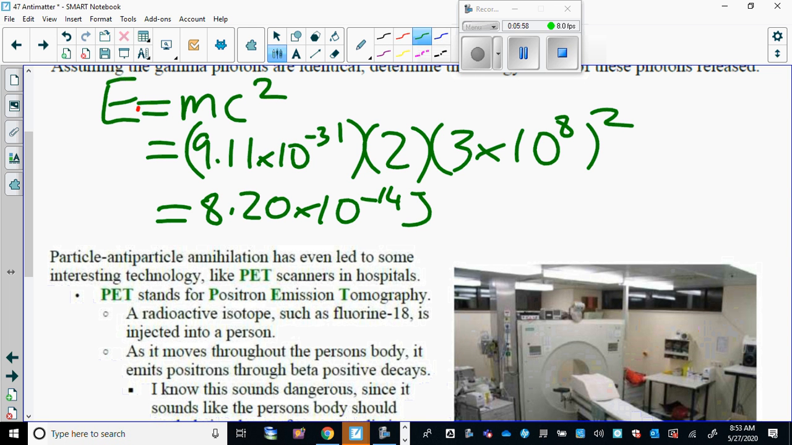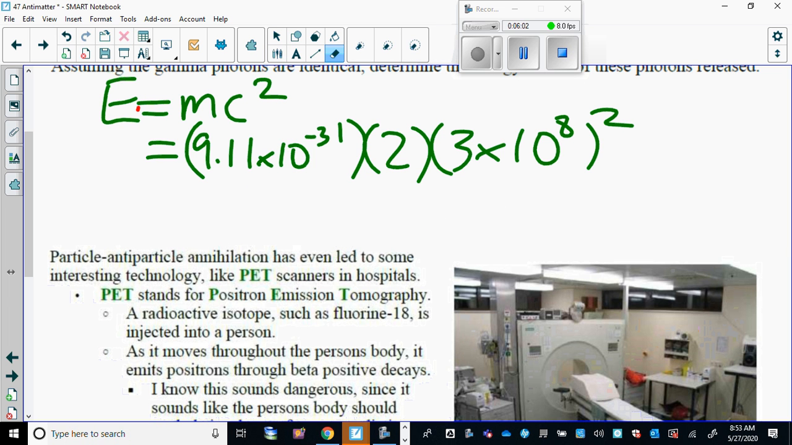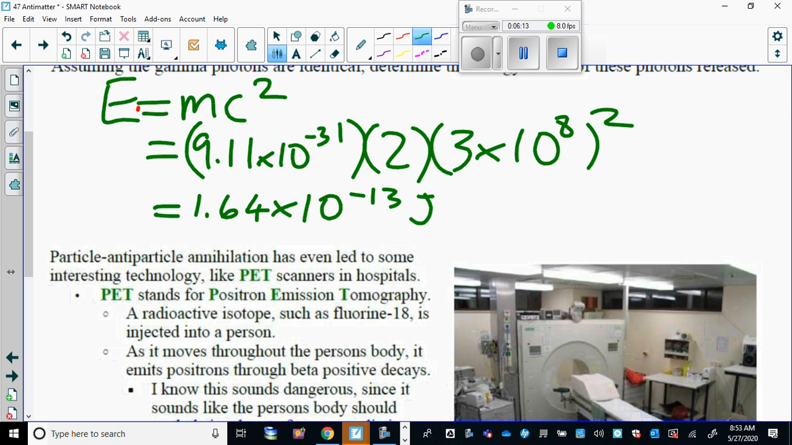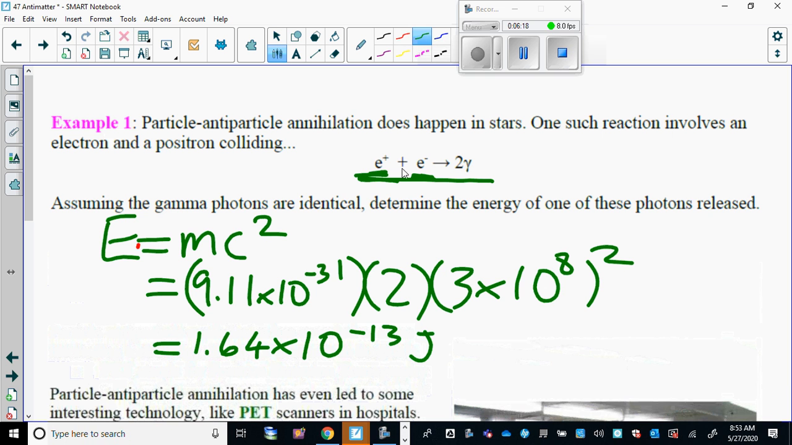Oh, sorry, and then you've got to multiply it by 2, so it's actually 1.64. My apologies. 1.64 times 10 to the negative 13 joules. You don't really have to do this, but I'm just doing it so that it makes sense in terms of this equation here. So there's the mass of one, there's the mass of the other. That's why I multiplied it by 2. And that produces 2 gamma rays.